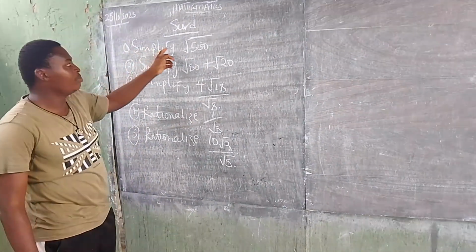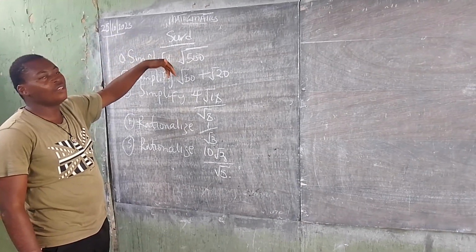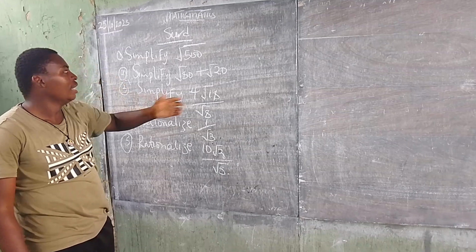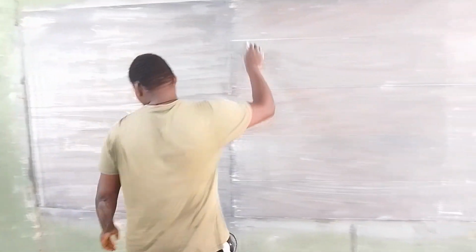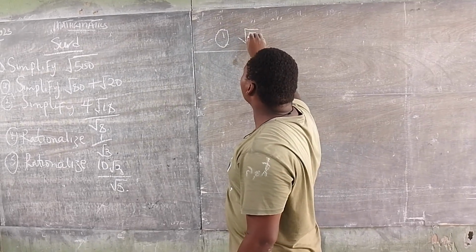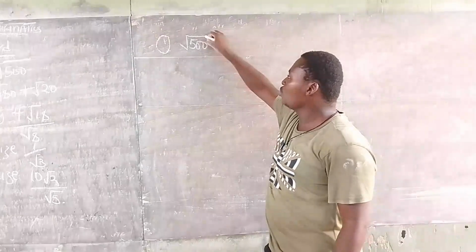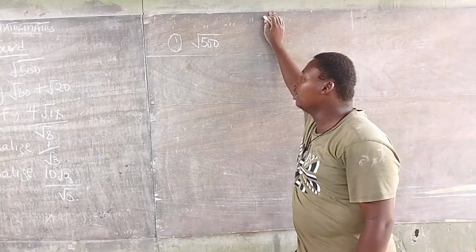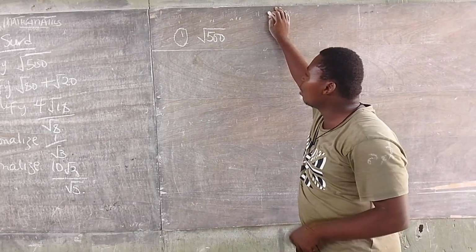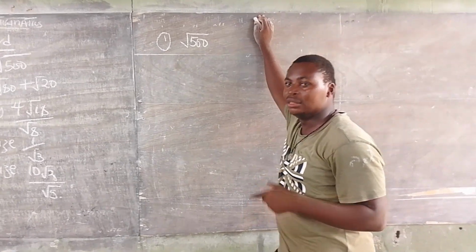Now, one, we have simplify root 500. Simplify root 500. It's very simple here. Let's go through it. If we have something like this, like I told you earlier on, you need to break it down so that one will be a rational number, one will be an irrational number.